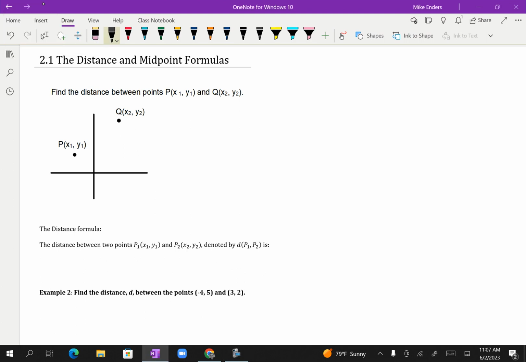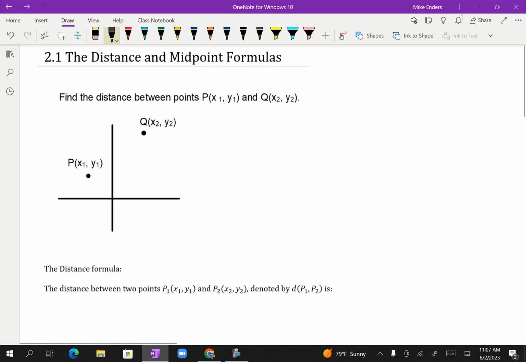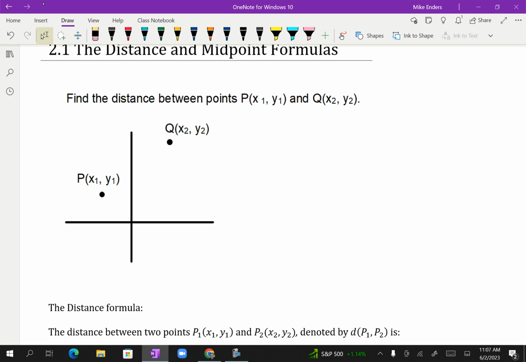So today's lesson is on the distance and midpoint formulas. In order to find the distance between 2 points, let's assume that we have point P, which is going to be labeled as x1, y1, and then point Q, which is going to be x2, y2. Let's plot these, a random x1, y1, x2, y2. We'll put P over in quadrant 2 and Q in quadrant 1.